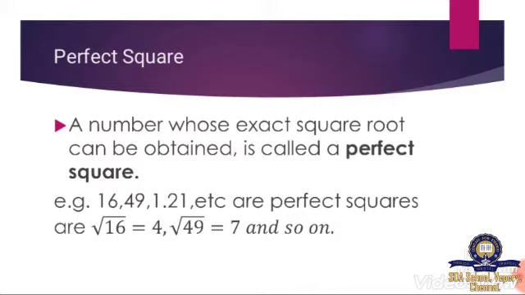Perfect square: a number whose exact square root can be obtained is called a perfect square. For example, 16, 49, 1.21, etc. are perfect squares. Root 16 is equal to 4. Likewise, root 49 is equal to 7. So these are said to be perfect squares.